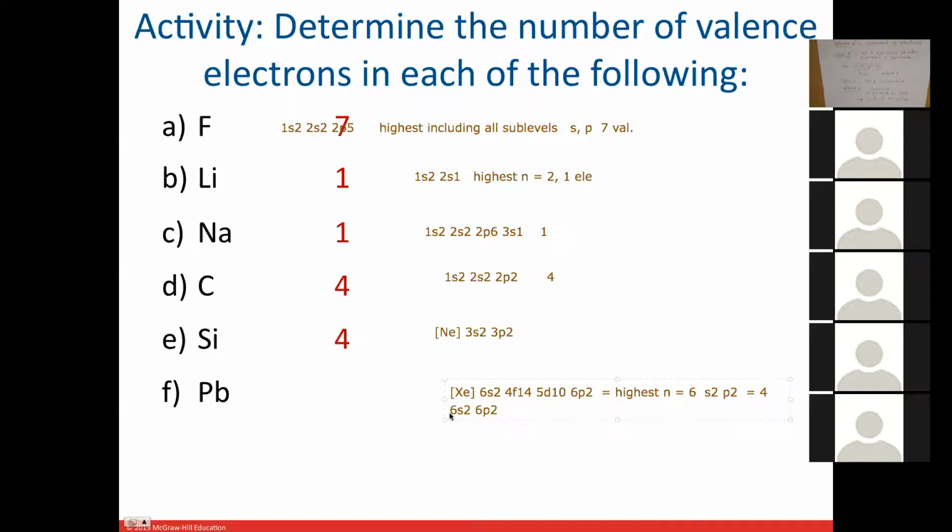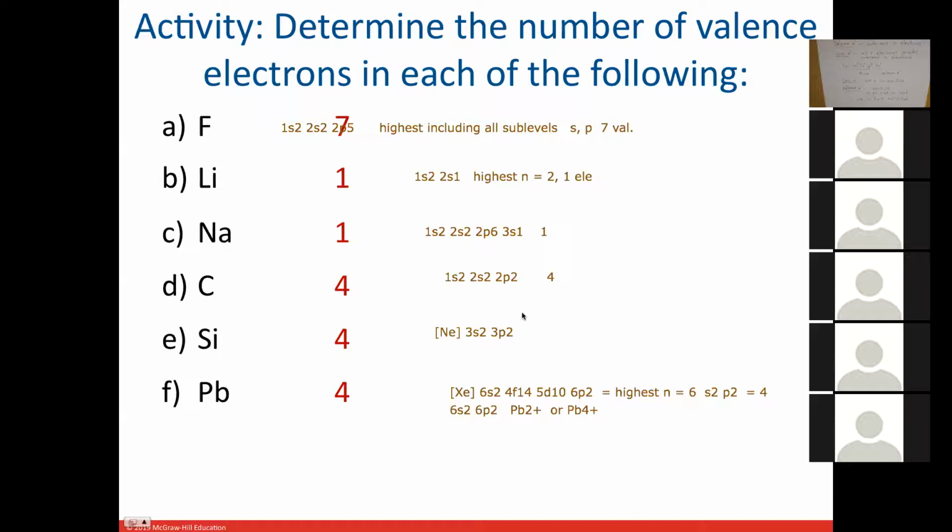It's no mistake that lead can be 2+, or lead can be 4+, which is removing these outer electrons. So lead 2+ removes the 6p2 electrons. Lead 4+ removes the 6p2 and the 6s2, right? So that's the deal with lead.